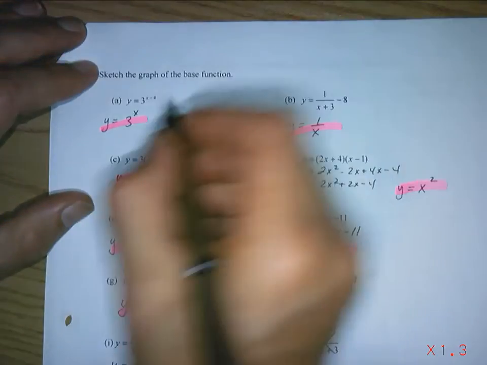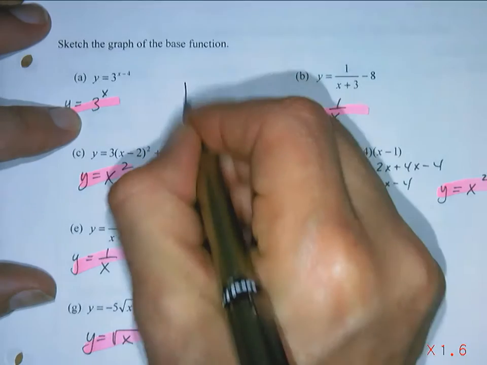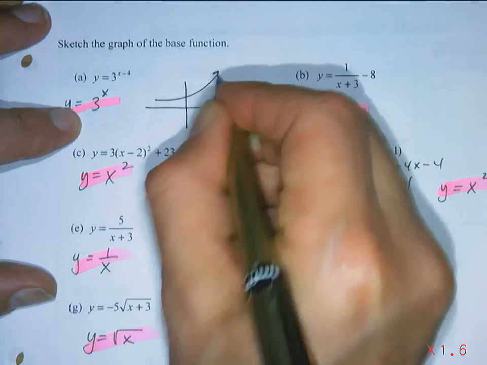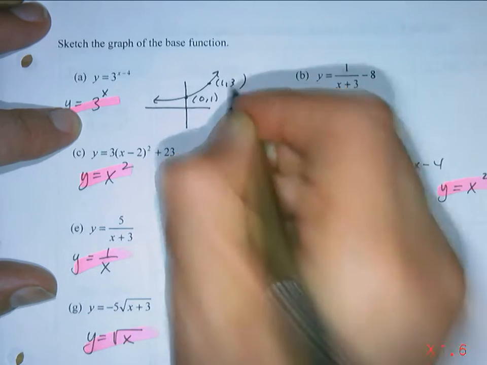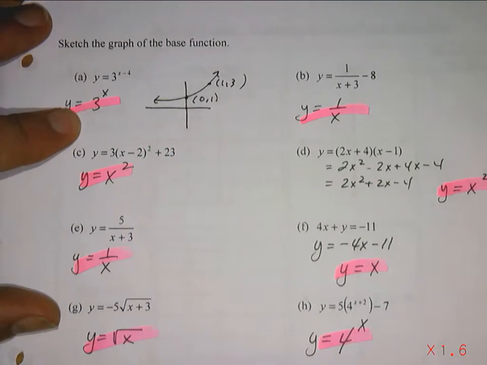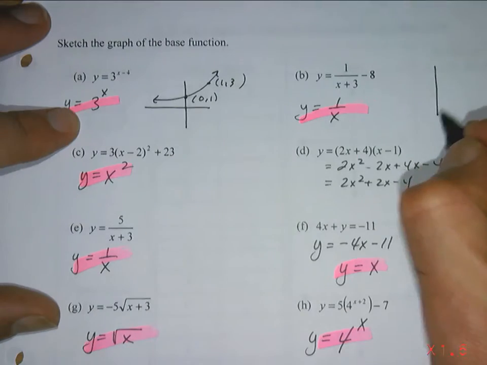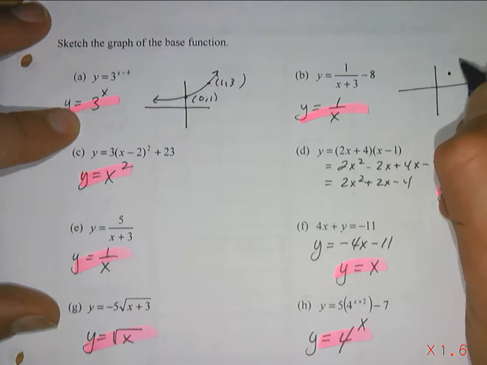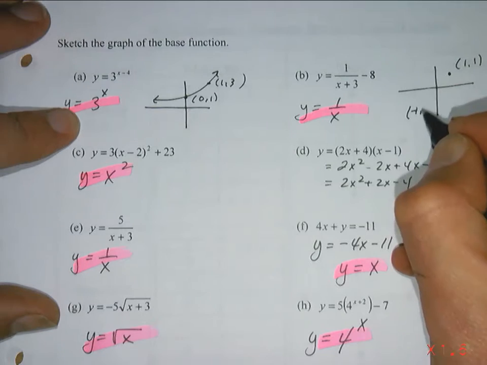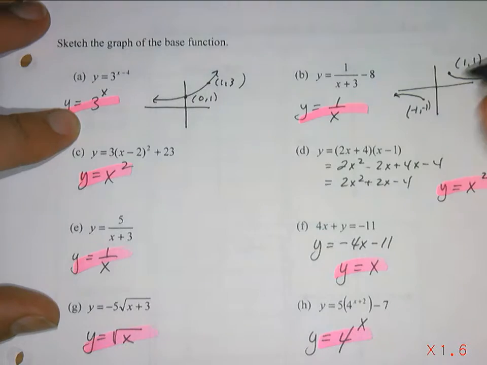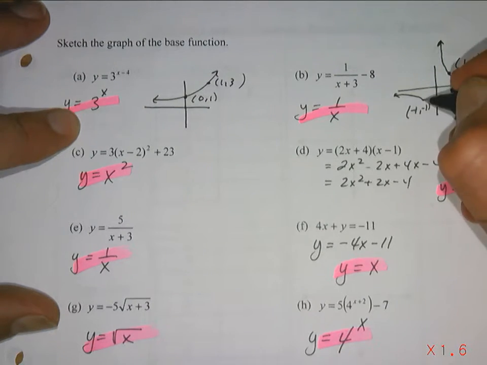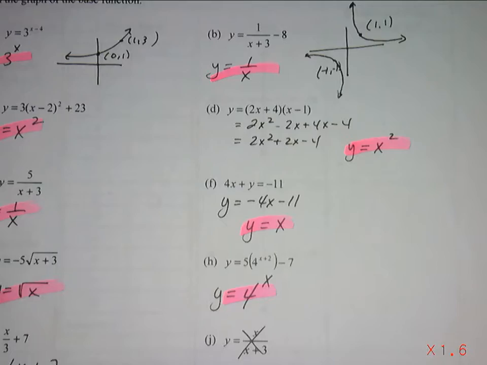Okay, so now if I want to do a quick sketch of what they are, 3 to the x is going to be like that. And I know it goes through 0, 1 and 1, 3. That's all I need to know exactly where that curve is. This function, I know it goes through 1, 1, and I know it goes through -1, -1, and it has a horizontal asymptote and a vertical asymptote. That's all I need to know.